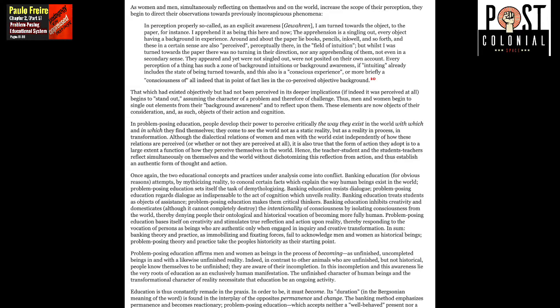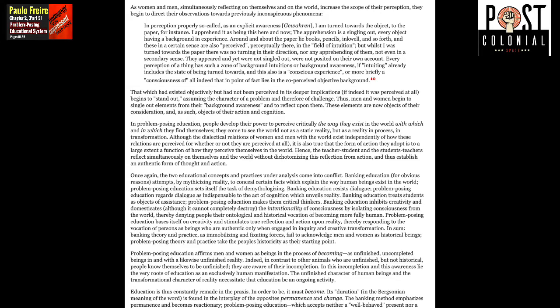End of quote. That which had existed objectively but had not been perceived in its deeper implications, if it was perceived at all, begins to stand out, assuming the character of a problem and therefore of challenge. Thus, men and women begin to single out elements from their background awareness and to reflect upon them. These elements are now objects of their consideration and as such objects of their action and cognition. In problem-posing education, people develop their power to perceive critically the way they exist in the world with which and in which they find themselves.